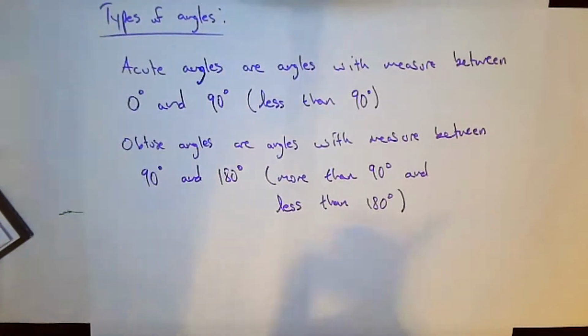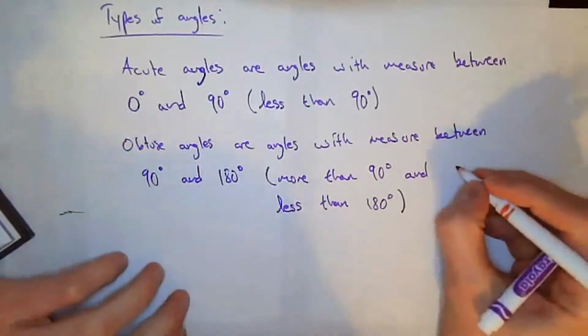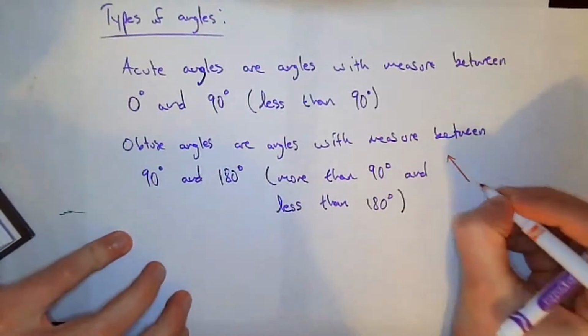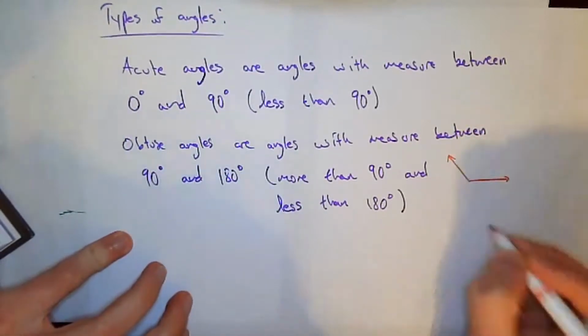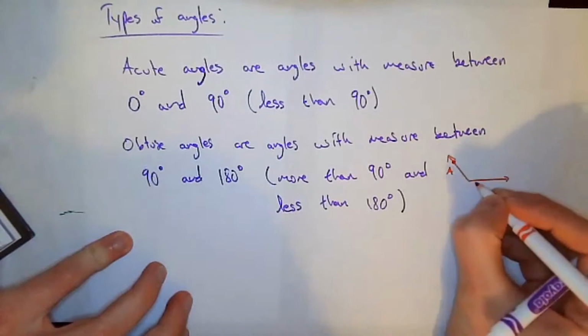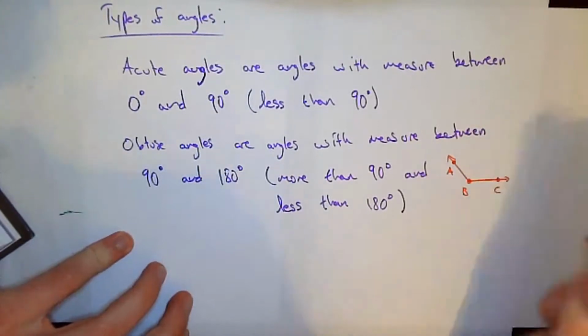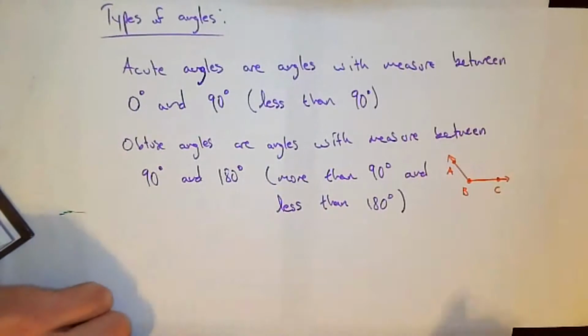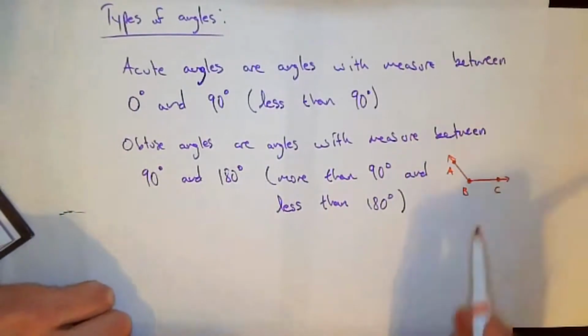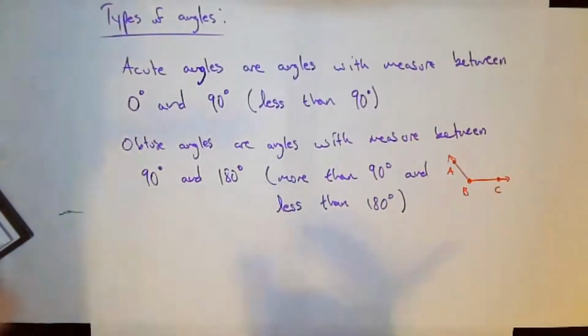Now let me give you a picture of an obtuse angle though, because I didn't actually draw one of those yet. Maybe something like this. Clearly this is obtuse because it's greater than a 90-degree angle.